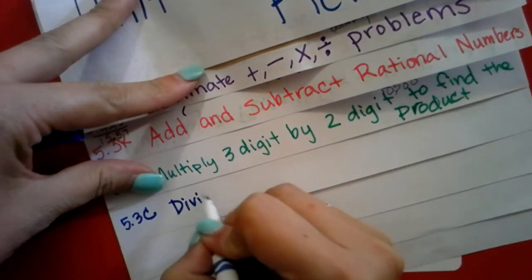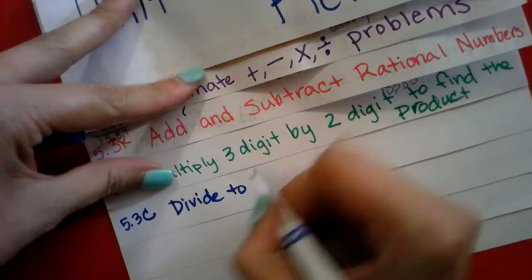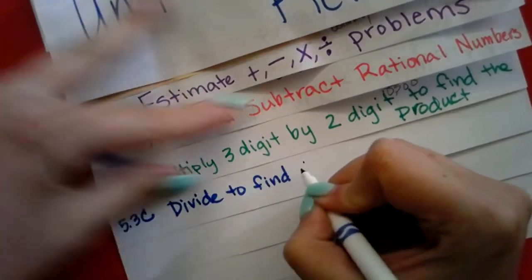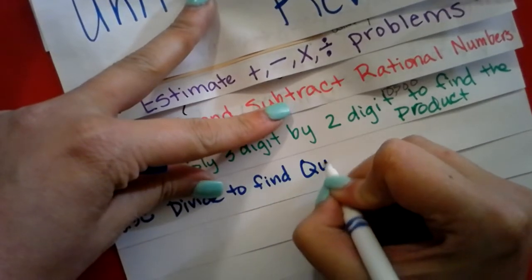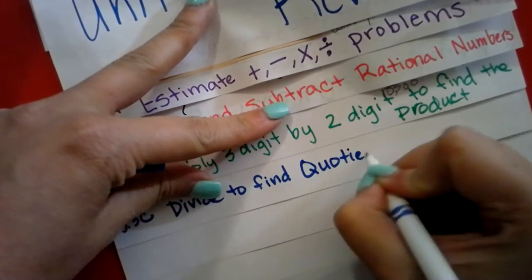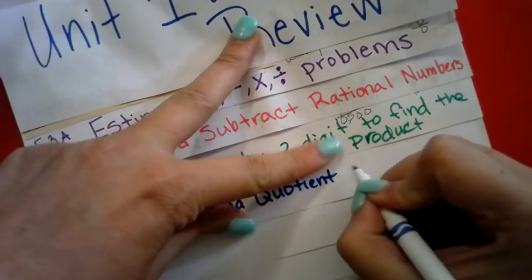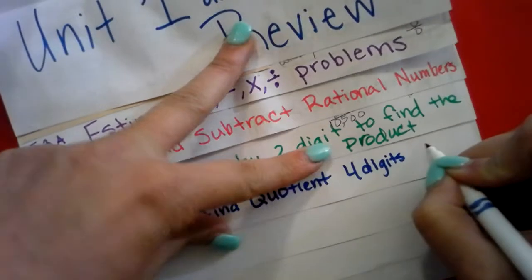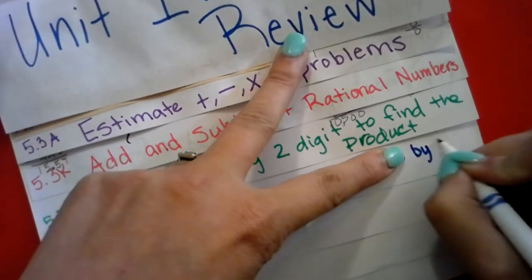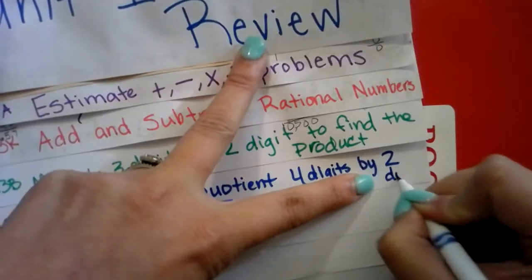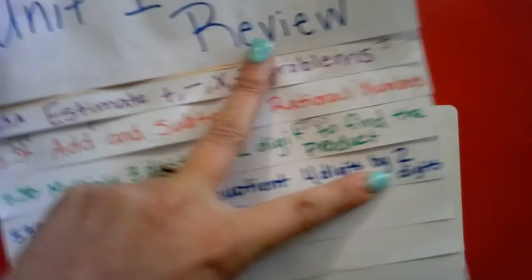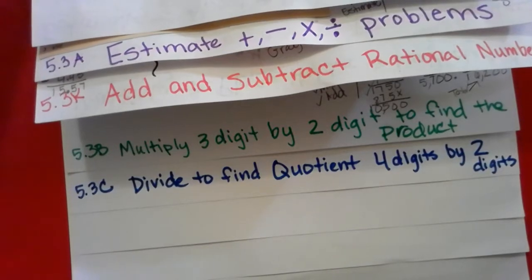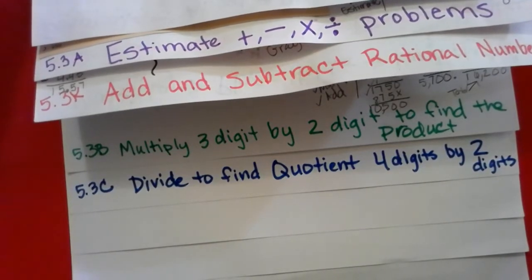Divide to find the quotient, or the quotient, four digits by two digits. Okay? Divide to find the quotient, four digits by two digits.